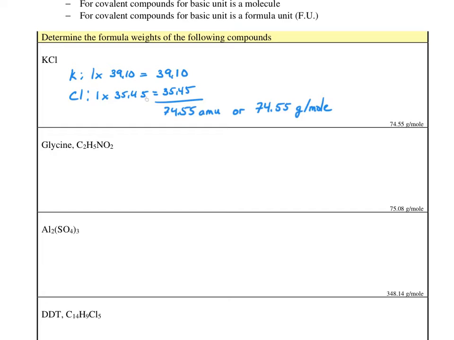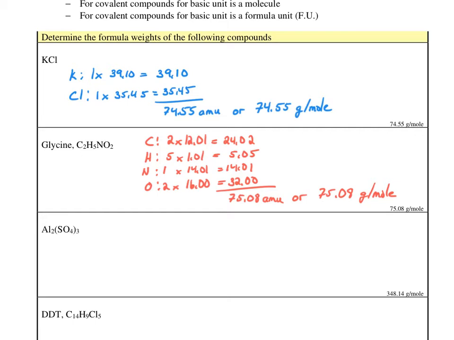The formula weight of glycine is obtained by adding the mass of 2 atoms of carbon to 5 hydrogens, 1 nitrogen, and 2 oxygens. And here's the mass. 2 atoms of carbon, each weighing 12.01, 5 atoms of hydrogen, 1 of nitrogen, 2 of oxygen. We add up the mass of all of these atoms. The result is our formula weight.